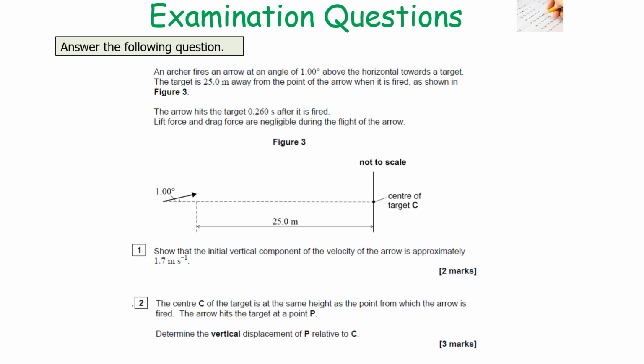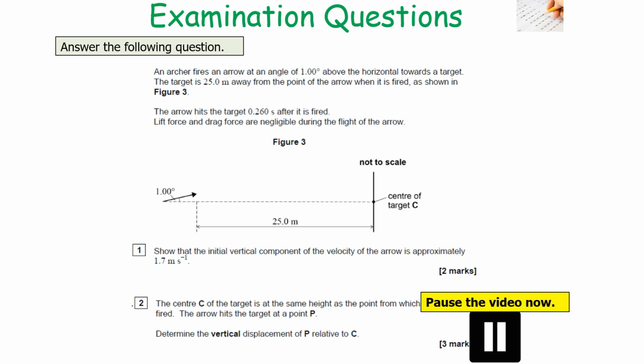Then the center C of the target is at the same height as the point from which the arrow was fired. The arrow hits the target at point P. Determine the vertical displacement of P relative to C. So pause your video now, then unpause the video when you want to go through your answer.